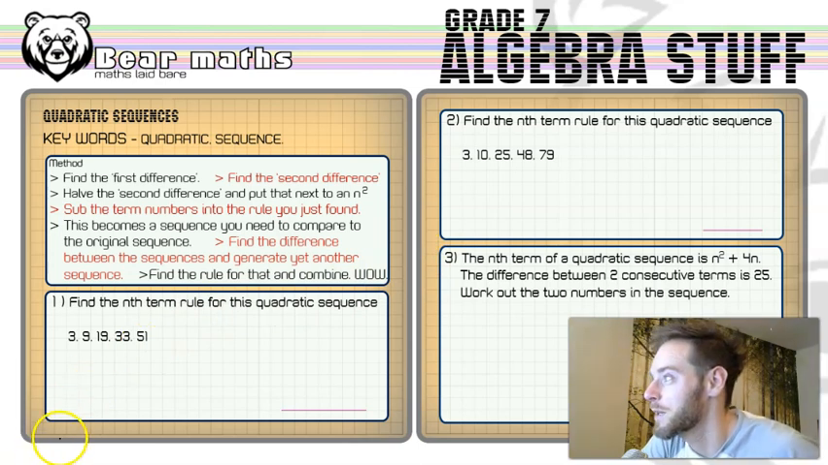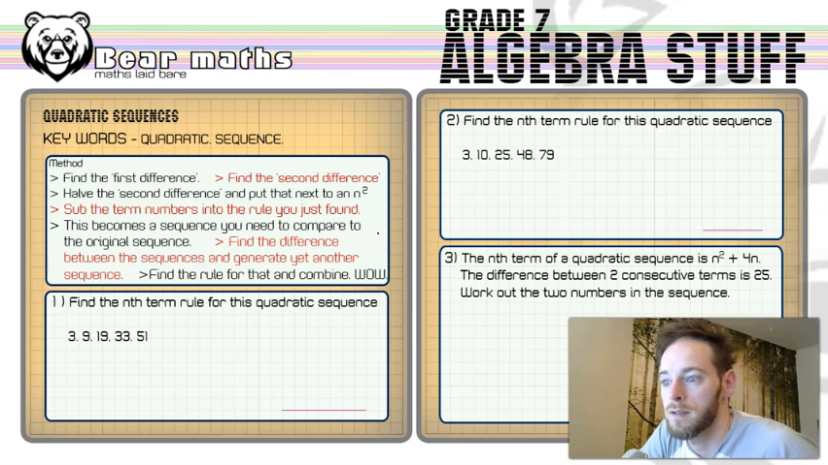Anyway, the keywords here are quadratic and sequence. A quadratic is an expression with a squared x term in it, or a squared term. It doesn't necessarily have to be an x; in this case, it's n. And the sequence is just a pattern of numbers. In these ones, the pattern will not be equal on the first go, so what we have to do is find what we call a second difference.